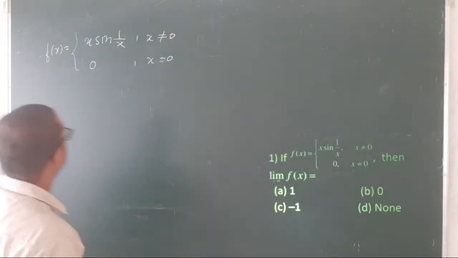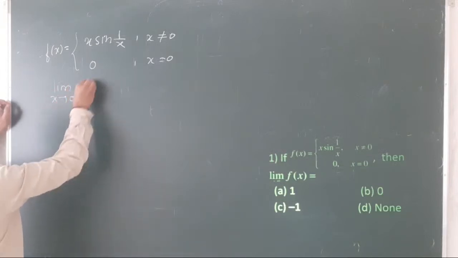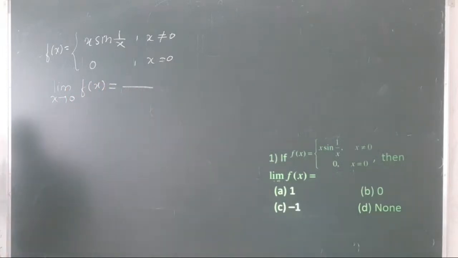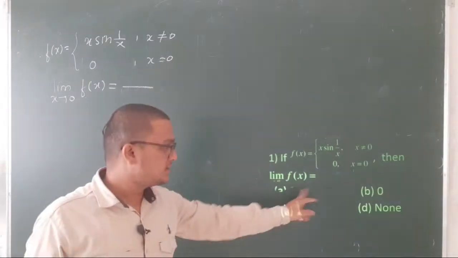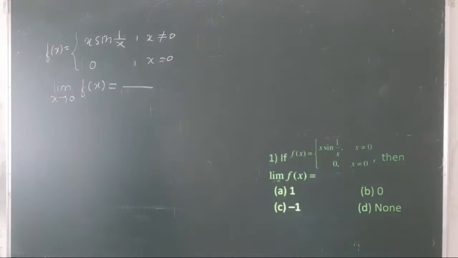Then limit x tends to 0, f of x is equal to what? The options are 1, 0, minus 1 and none of the above. See this problem, how are you going to simplify it?